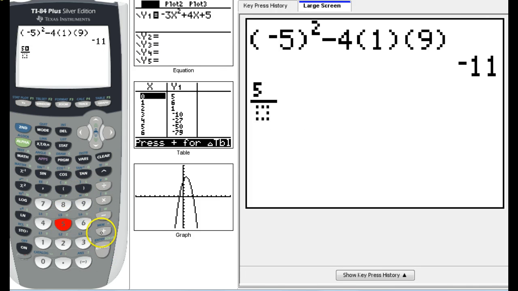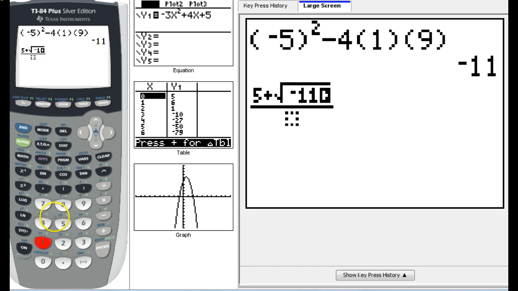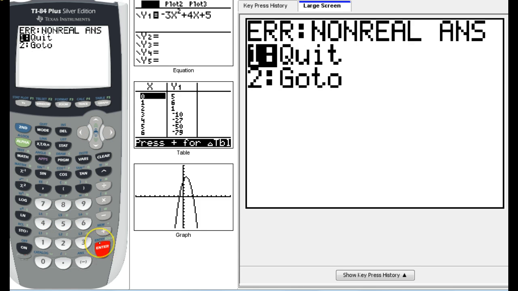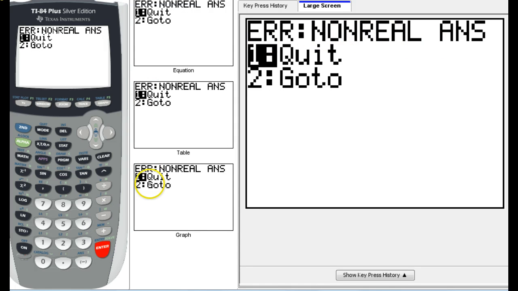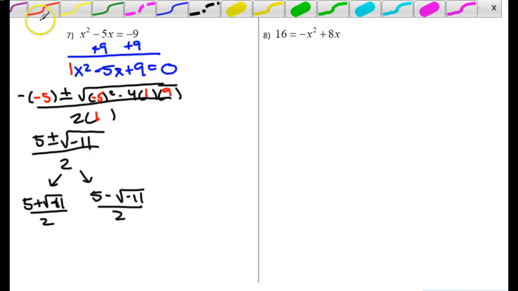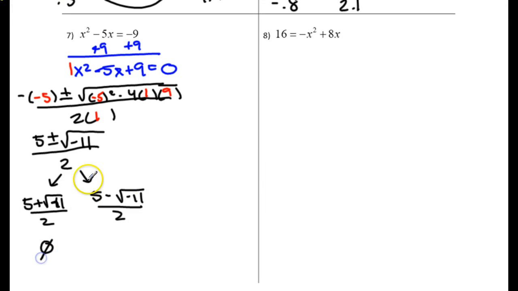5 plus the square root, and inside the radical is a negative 11, and all that over 2. Enter. We've got an error. It's a not real answer. So that means the calculator can't do it. So in this case, there's no answer for this one.